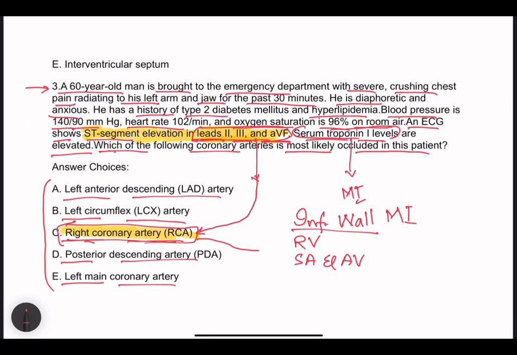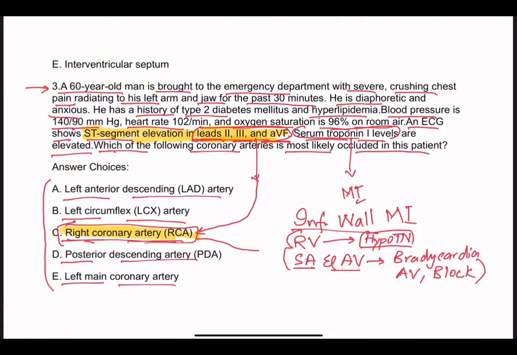So a blockade of the right coronary artery can also present with hypotension since it supplies the right ventricle. So as a complication we can have hypotension and also sinus bradycardia or AV block because it supplies the SA and AV node too.